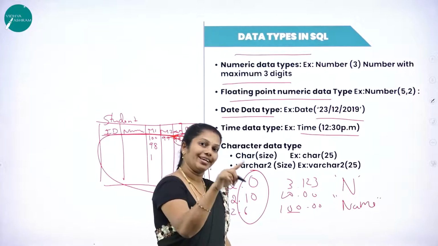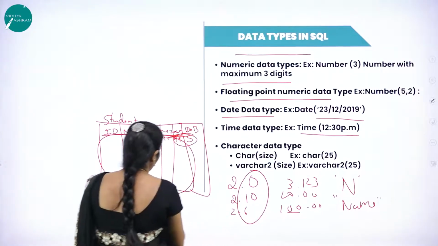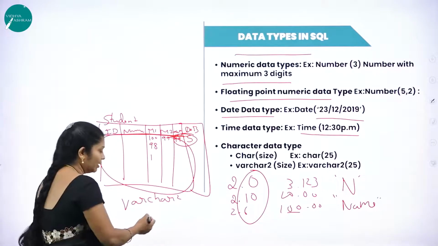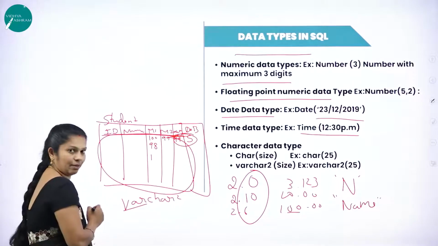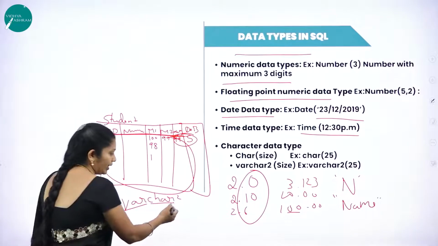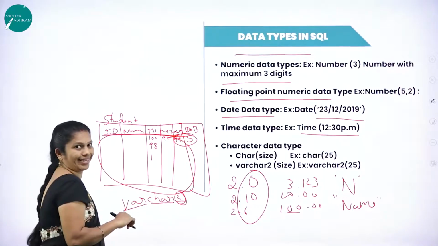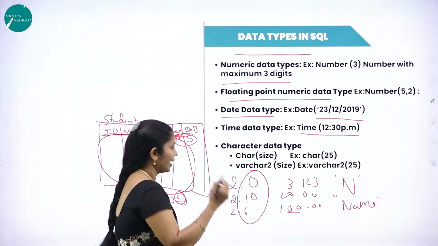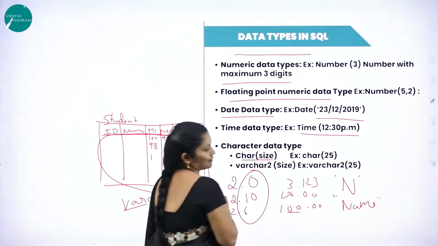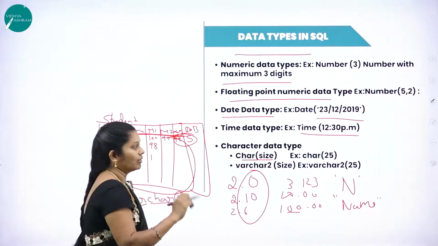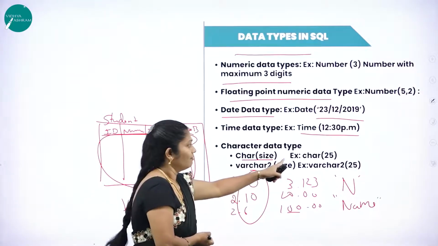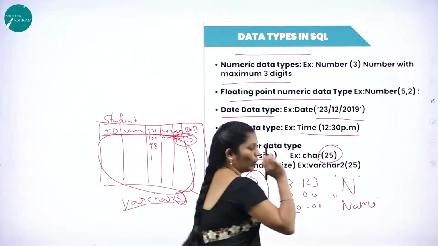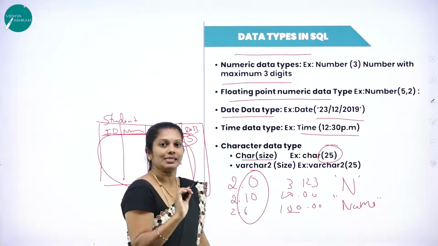Varchar is also one of the data types we use here. Varchar2 is also one of the data types. Here, I can insert variables as well as characters, both variable as well as character. That's why I have written varchar2. This is also one of the data types. Next one, the character data type. Under the character data type, char size. We use char size only when you want to enter characters. For example, if I write char 25, then a maximum of 25 characters can be inserted here.